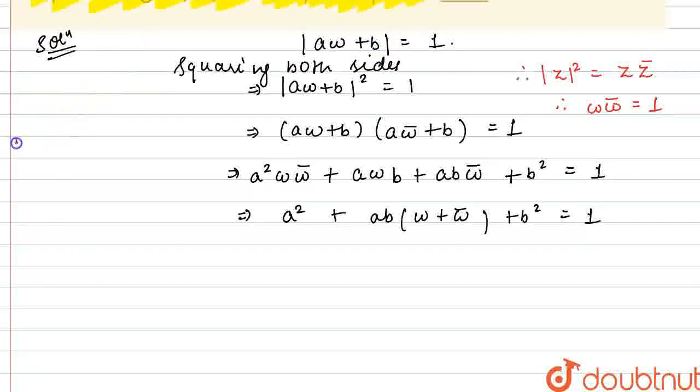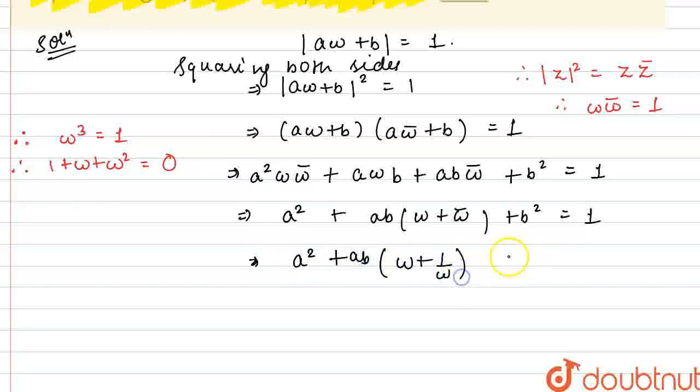Now this omega is a cube root of unity, so we know the properties of cube root of unity, that is omega cube is equal to 1, and another property is 1 plus omega plus omega square is equal to 0. We also know that omega bar is equal to 1 upon omega. So here we'll get omega plus 1 upon omega, using this property that omega into omega bar is equal to 1, plus b square is equal to 1.